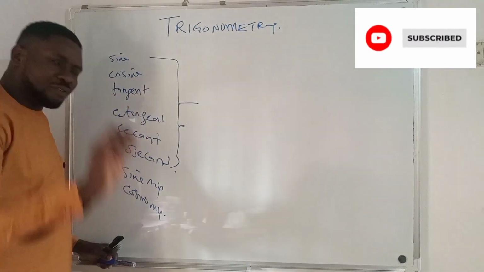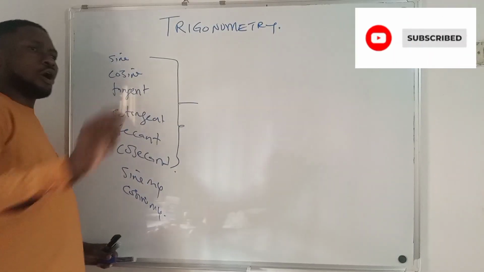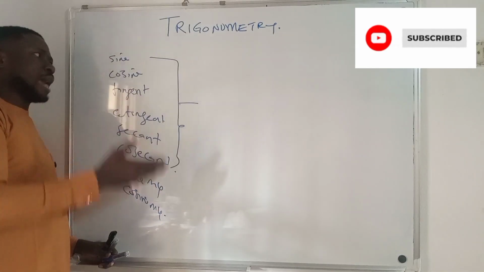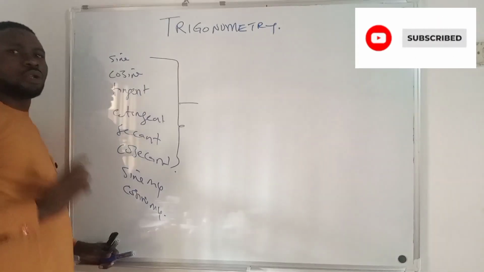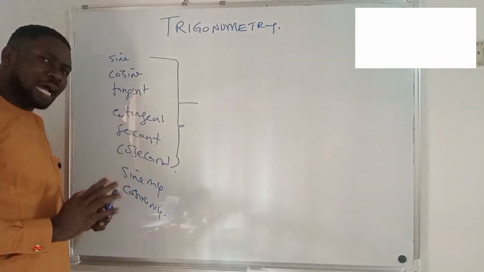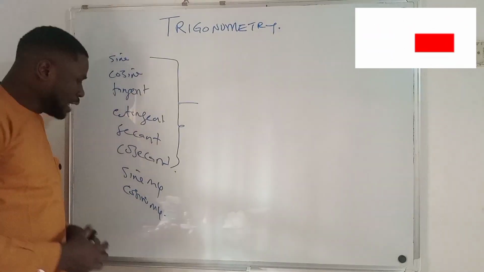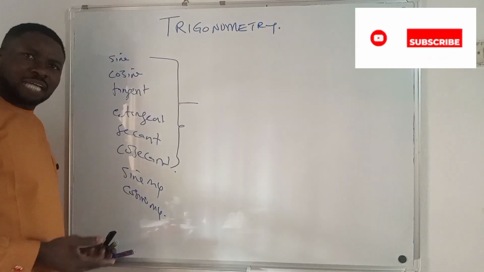So when you have a right angle triangle and you want to find the side of a right angle triangle or the angle of a right angle triangle, then you'll be thinking of sine, cosine, tangent, cotangent, secant, cosecant, depending on the question. But if you're dealing with any triangle that do not have one of its angle to be 90 degrees, then you'll be looking at sine rule or cosine rule. The question is that what is a right angle triangle?